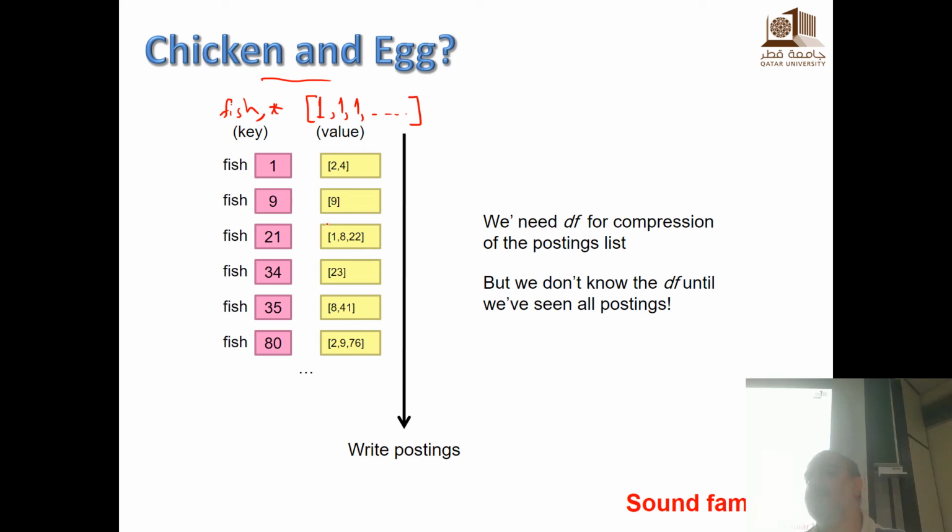Right? And once we get that special record, what would we do? You can add them. We add all of these numbers to get the document frequency. Once we get it, then we can use it in compressing this list. Okay? Clear?